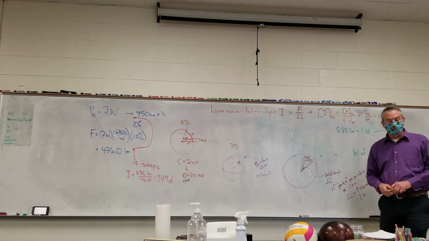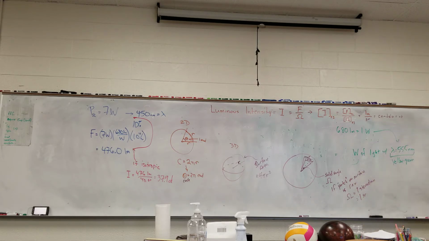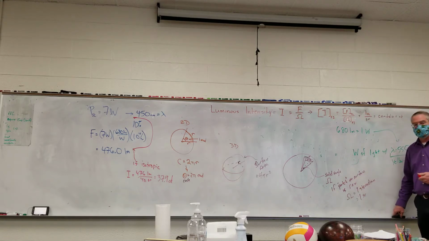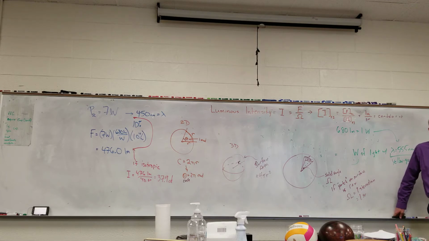Now, typically, it doesn't really help a whole lot to know what the luminous intensity is in every direction, so let's concentrate on something a little bit different. Questions up to here? So 476 divided by 4 pi steradians, what is the steradian value for that?